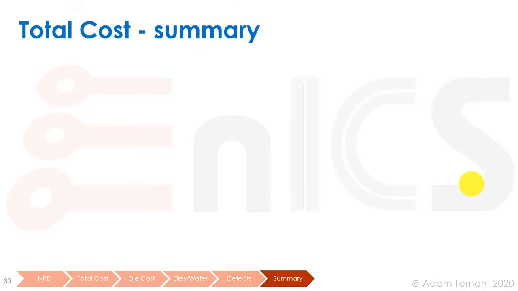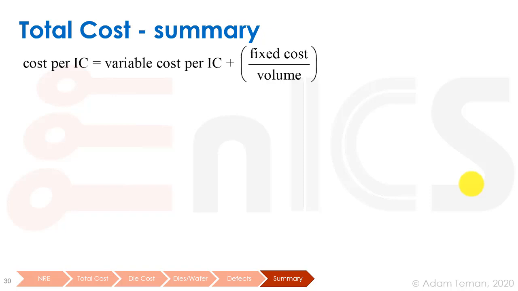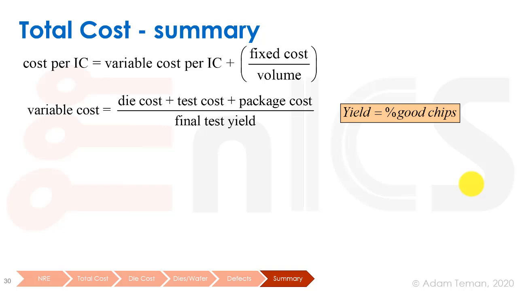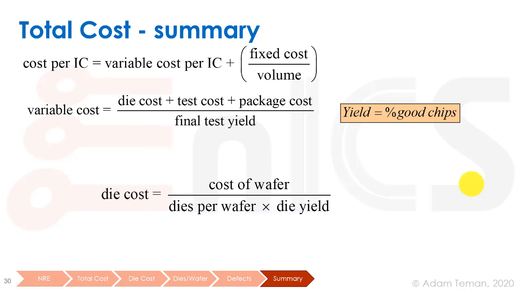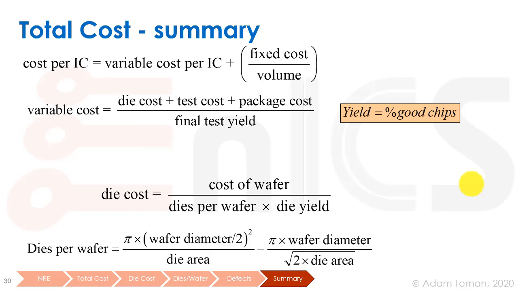Okay, so let's summarize this whole model that we said here. So the basic cost per IC, the total cost, is the variable cost or the recurrent cost plus the fixed cost or the NRE divided by the volume. When we take this variable cost, it's basically the die cost plus the testing cost plus the packaging cost, and we have to divide all that by the number of dies that actually come out good after we package them. So we divide it by the final test yield, where the yield is the percentage of the good chips. Okay, this die cost is the cost of the wafer divided by the dies per wafer times the die yield. And the dies per wafer is actually dependent on the edge losses, and it's according to this expression down here.